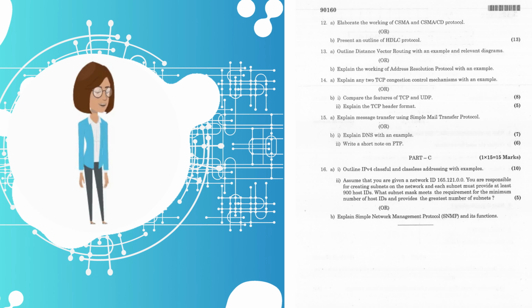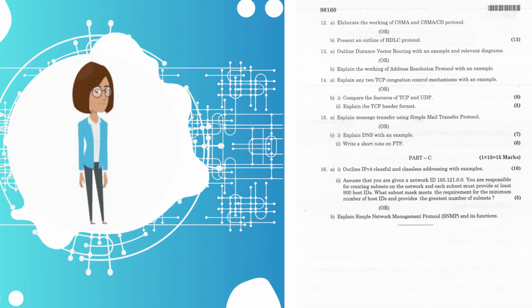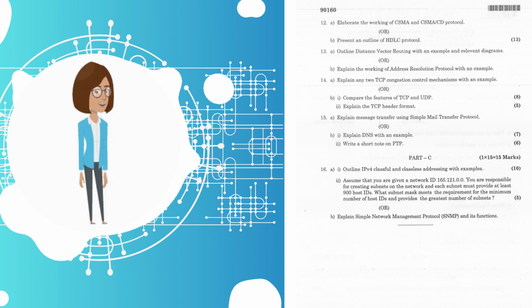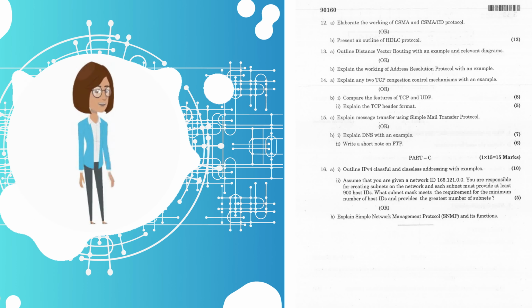13A. Outline distance vector routing with an example and relevant diagrams. Or B. Explain the working of address resolution protocol with an example. 14A. Explain any 2 TCP congestion control mechanisms with an example. Or B.I. Compare the features of TCP and UDP. 2. Explain the TCP header format.